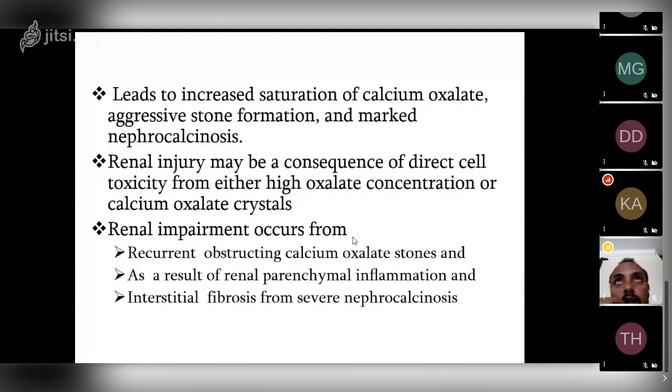Renal impairment occurs from recurrent obstruction of the calcium oxalate stones or as a result of renal parenchyma infection, and the other is interstitial fibrosis from severe nephrocalcinosis. So the renal impairment due to hyperoxaluria is by these mechanisms.